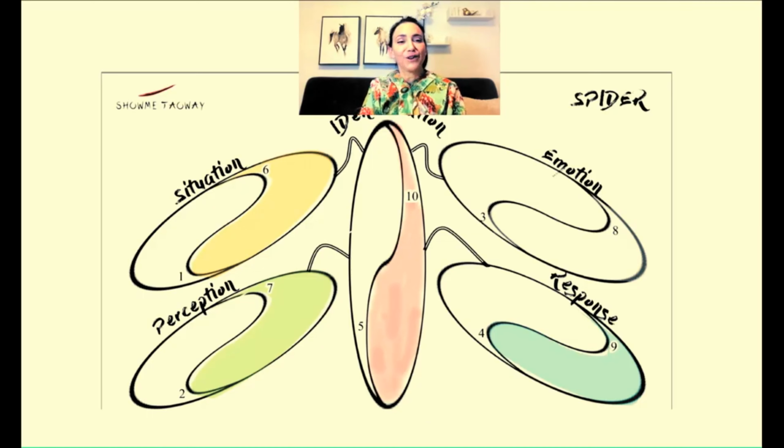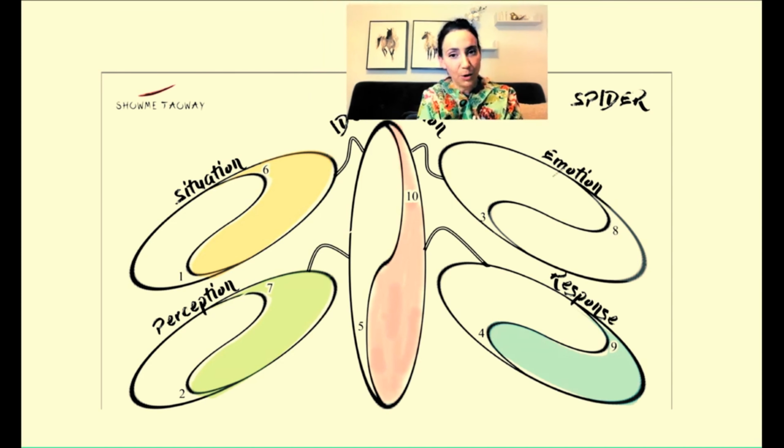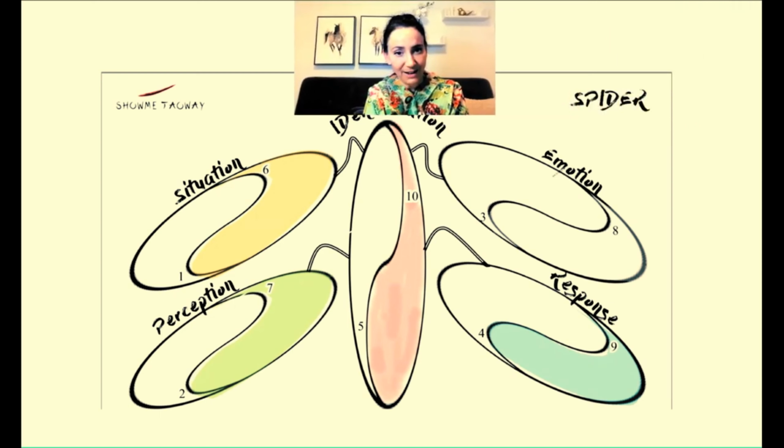So today we are going to practice the first step of Show Me. The first step is the spider model. The spider model reveals the cigars. You can see here that we have 10 steps for this model, and number 5 and number 10 are the most important parts here. If you can see the word identification, right?